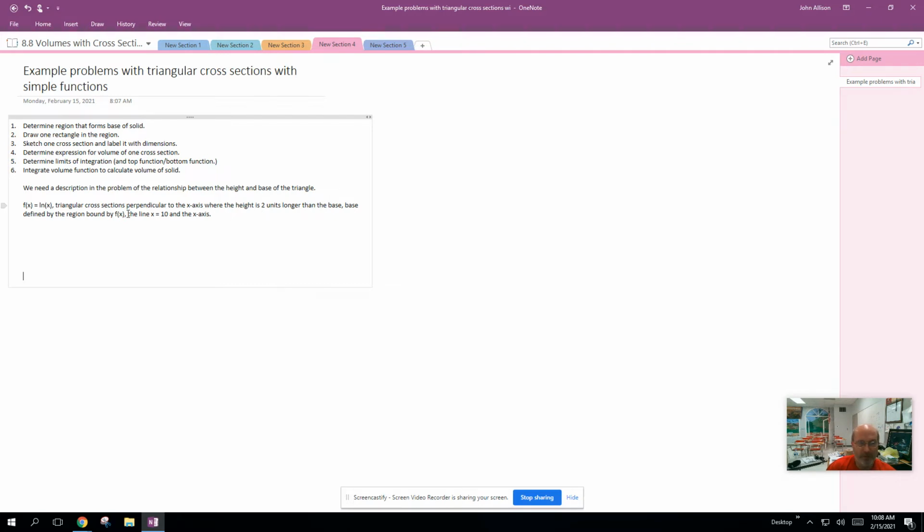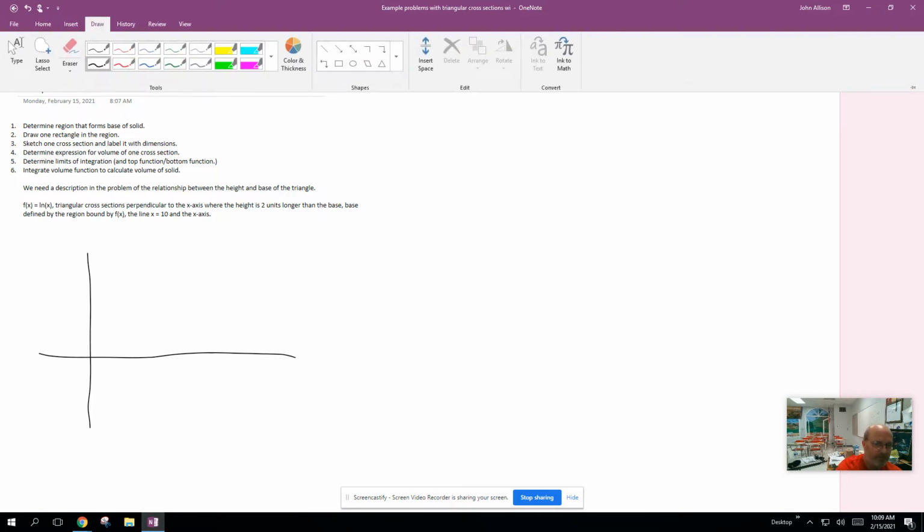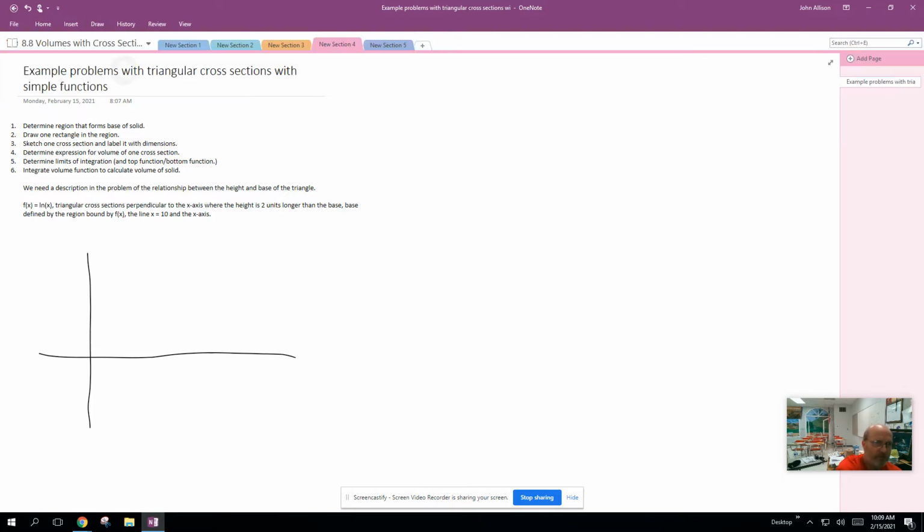The height of the triangle, triangular cross section, yes, 2 units longer than the base. The base defined by the region bound by f of x, the line x equals 10, and the x-axis. So we're going to start like we always do by sketching the graph of the region. There's y equals ln x.